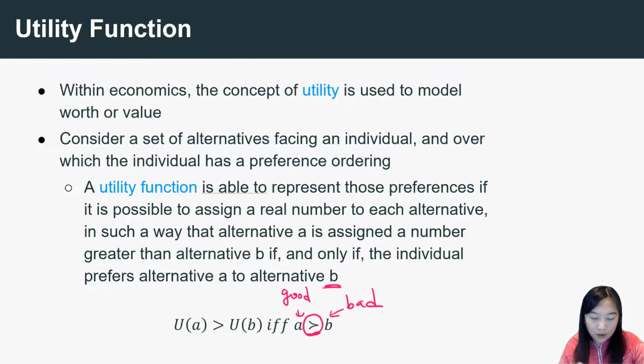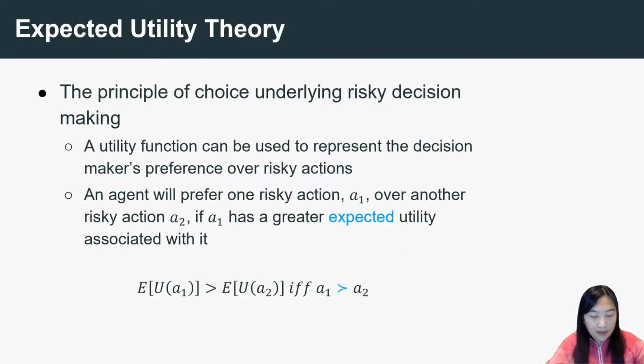So a good utility function will be when you prefer A over B, then the utility of A is greater than the utility of B. So in our example, we can assume that the decision maker will always prefer the good weather outcome to the bad weather outcome, so that the utility got from the good weather is greater than the utility got from the bad weather.